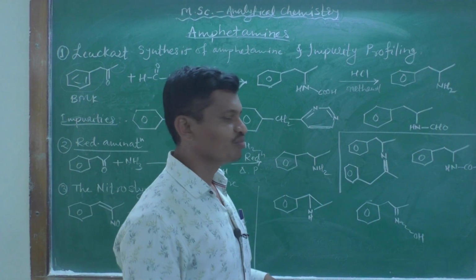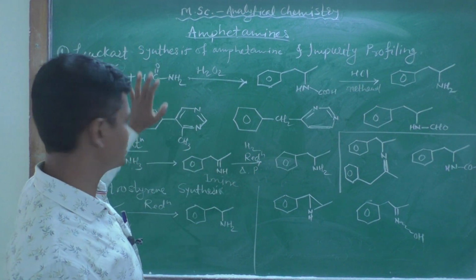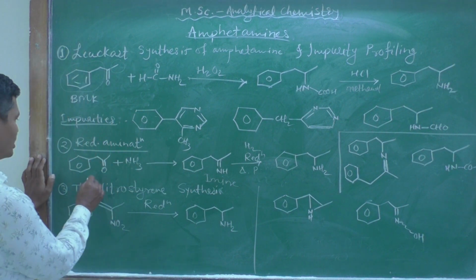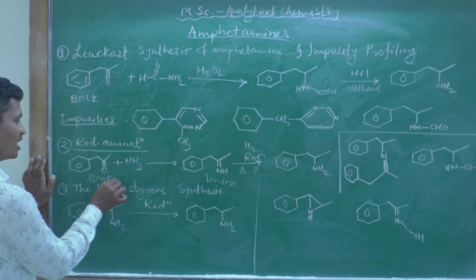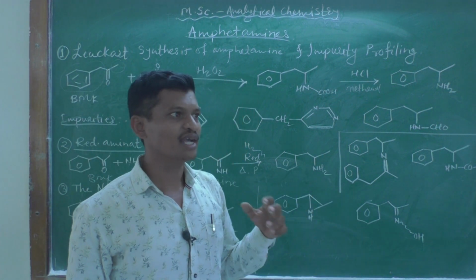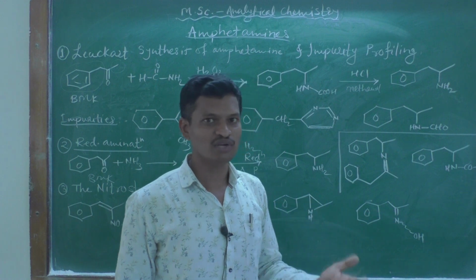Okay, and again the synthesis is different from the Leuckart synthesis. The title is reductive amination of benzyl methyl ketone. This is BMK, benzyl methyl ketone. As the procedure and the method are different, the impurities produced are also different here.